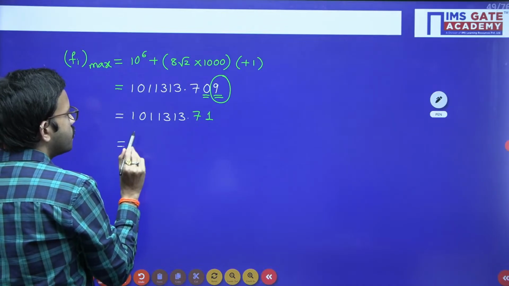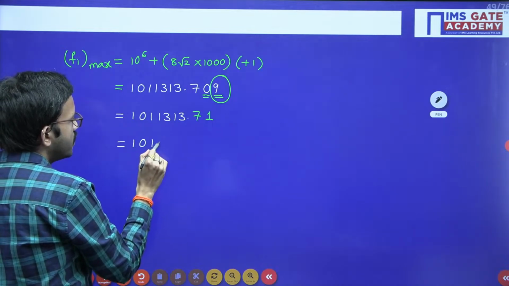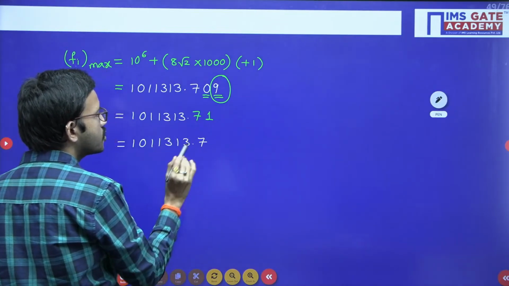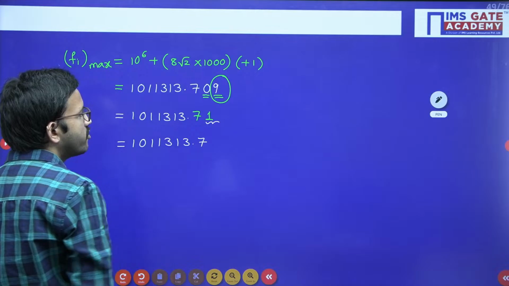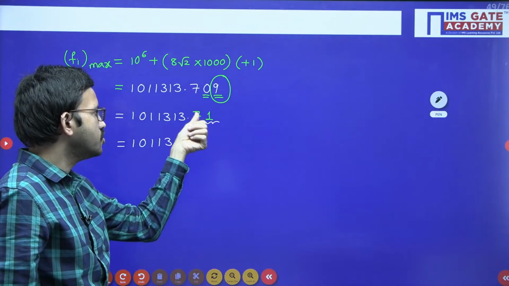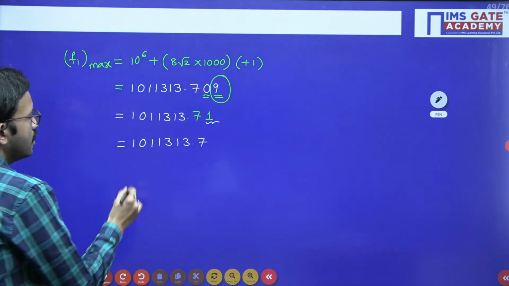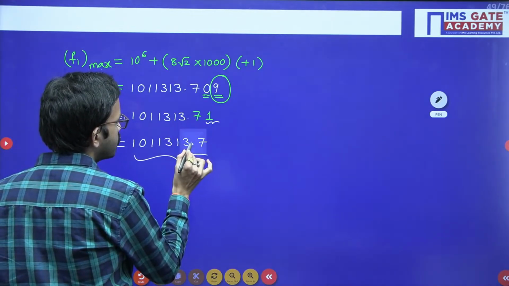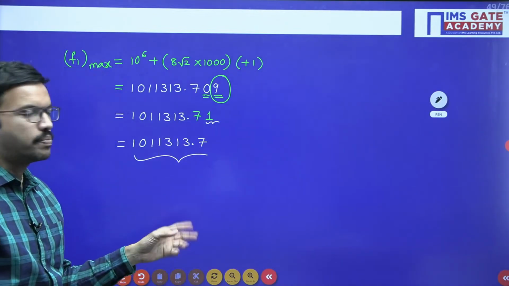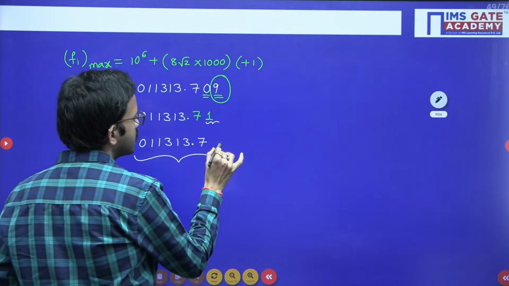Similarly, if they are asking for only 1 decimal place, the answer here in this question will be 7, because the second digit value is less than 5, so you need not add any one. Suppose this digit value is greater than or equal to 5, then you can add 1 here. In the given question they asked you to round off your answer to 1 decimal place. So the final answer for this question is 1011313.7. Here the units are hertz.